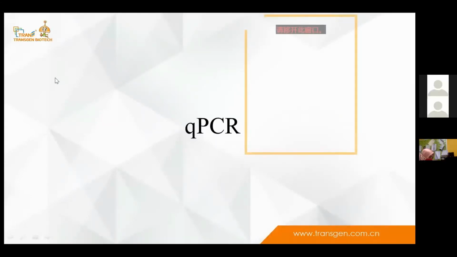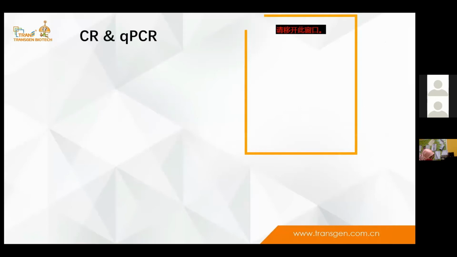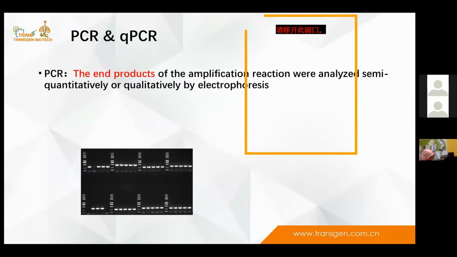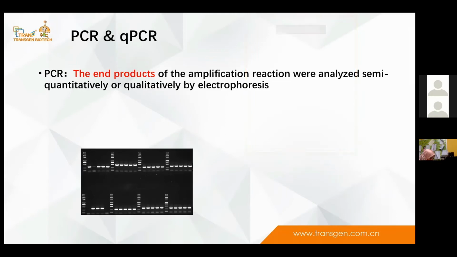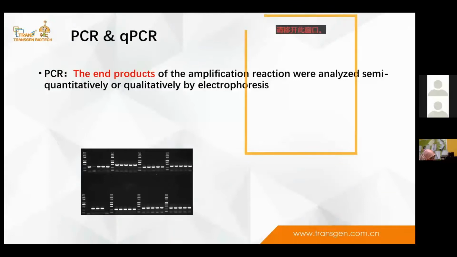So when we get the RNA and do the RT system, we get the cDNA, which means we can finally do the qPCR experiment. During the qPCR, we have to focus on the normal PCR system first. When we do the PCR, it detects the end products. The end products of the amplification reaction are analyzed semi-quantitatively and qualitatively by electrophoresis, like this one. But in this case, it shows very smear results, so it means it's not very accurate.